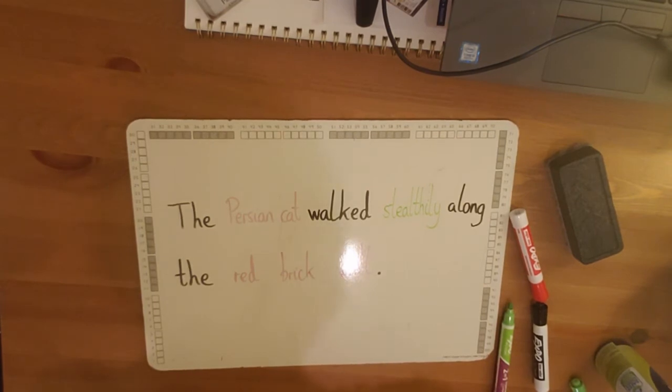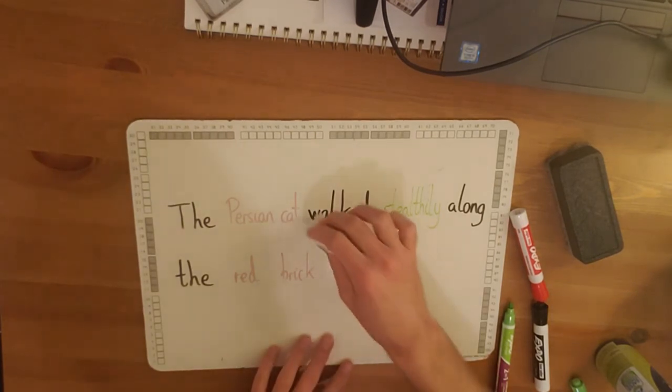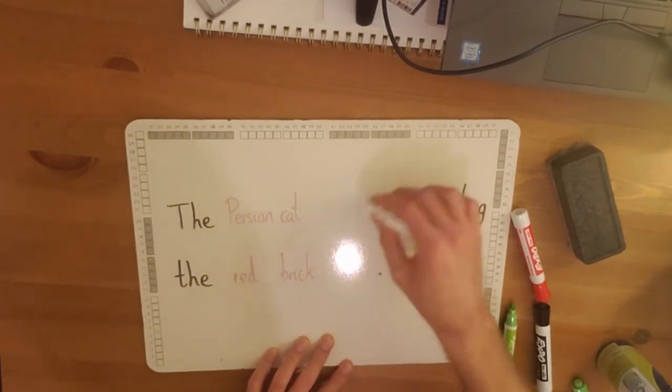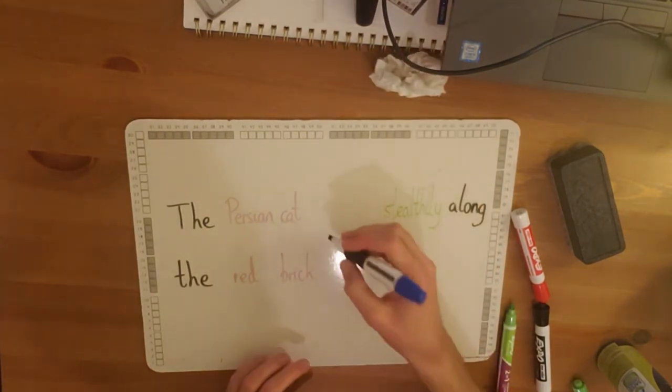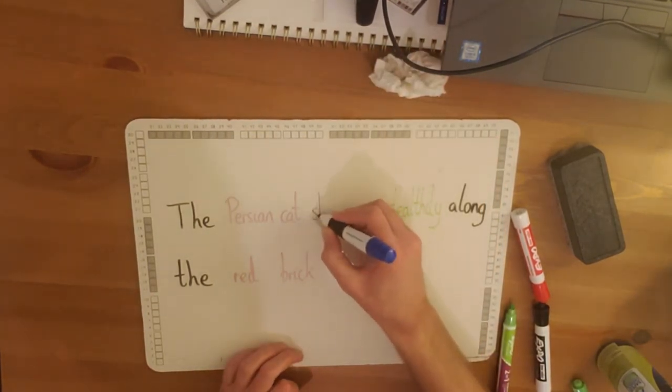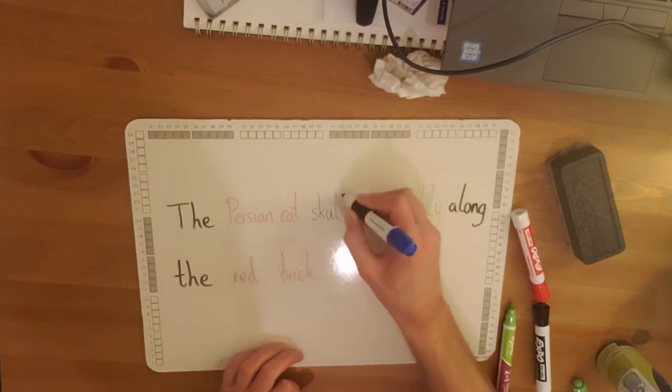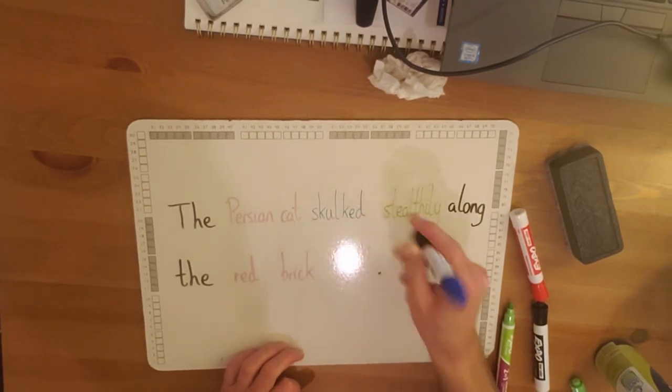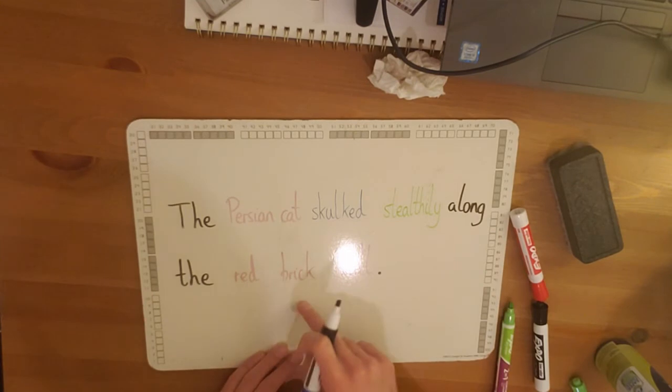Maybe I could have crept. Maybe I could have skulked. Maybe I could have stalked stealthily across the wall. I like the word skulked, so I'm going to go with that one. The Persian cat skulked stealthily along the red brick wall.